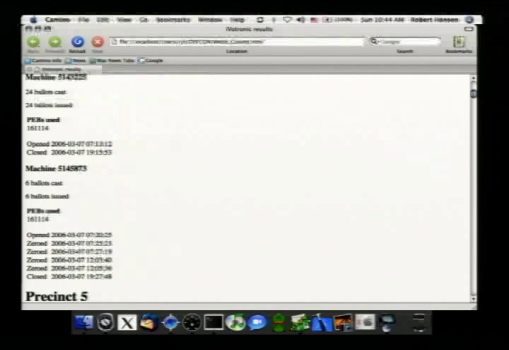let's take a look here at machine 514-5873. It was opened at 7:20 in the morning, which is a little bit unusual because the Webb County polling places were supposed to open, I think, at 8. Notable, not unusual. It got zeroed, all the votes were wiped from it, shortly after it opened. Then it was zeroed again and again and again throughout the day.